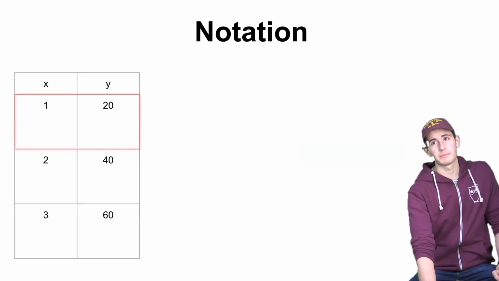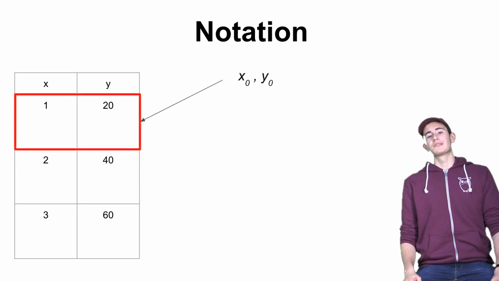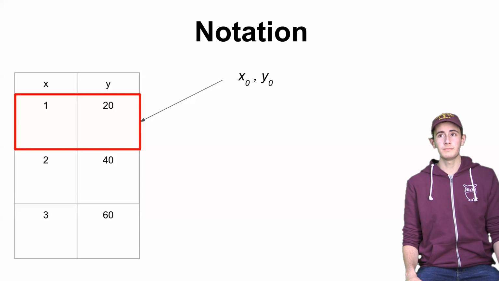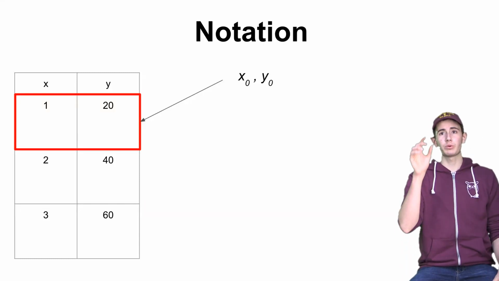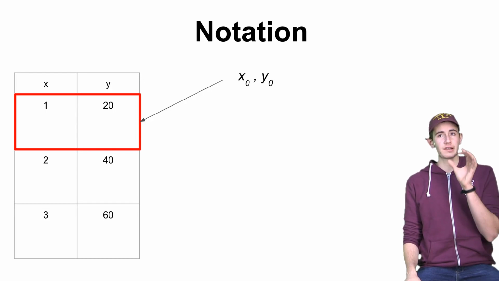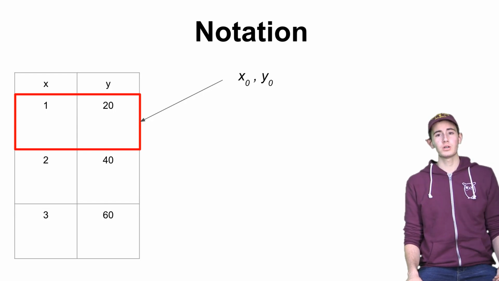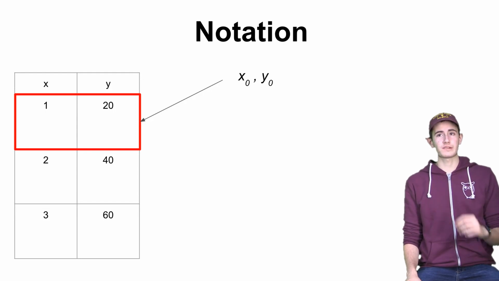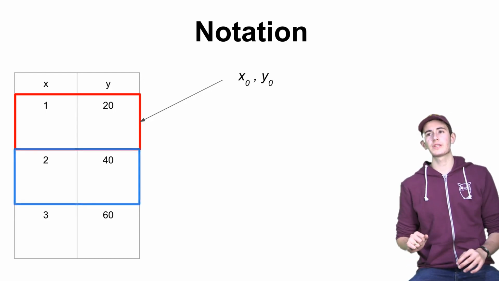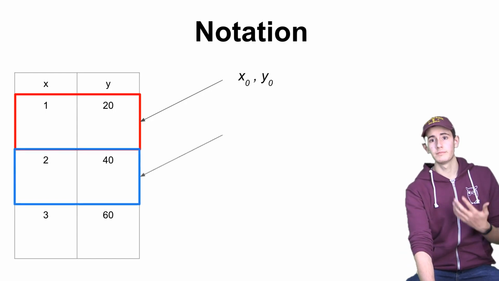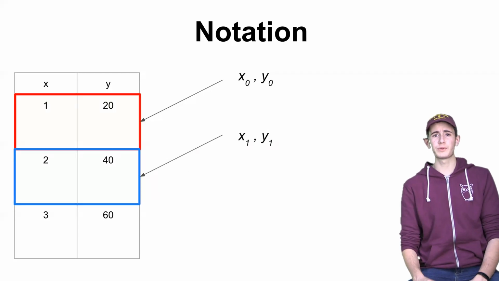So let's talk a little bit about some notation. When we refer to a single column, X and Y, we want to refer to individual rows. So when we want to refer to a pair of X and Y entries in a row, the first one specifically, we say X sub 0, Y sub 0. And if we wanted to refer to the second row, we would say X sub 1, Y sub 1. Pretty simple, right?